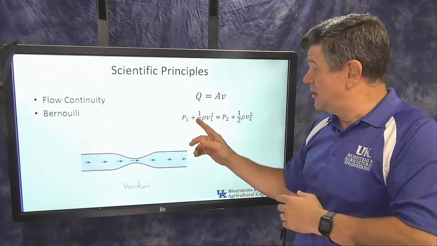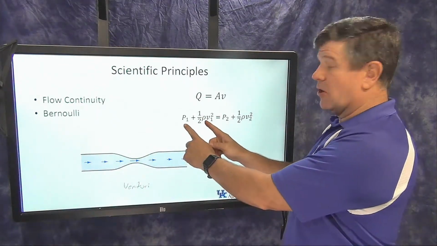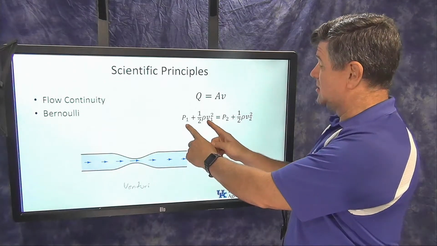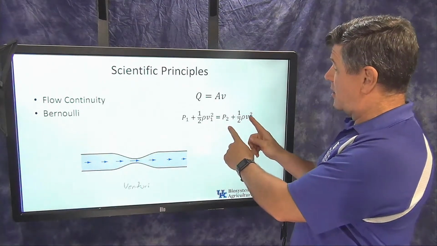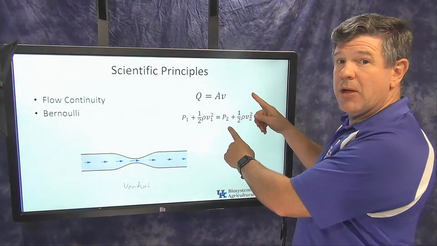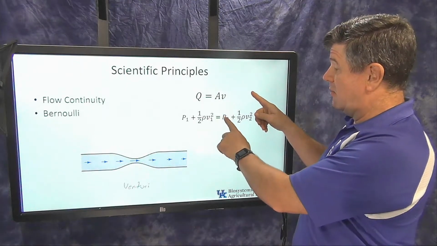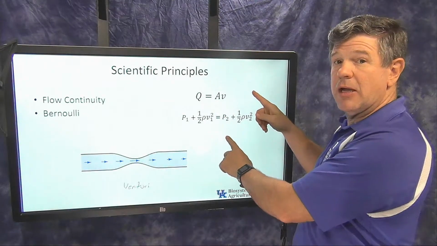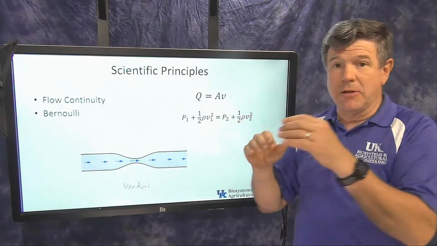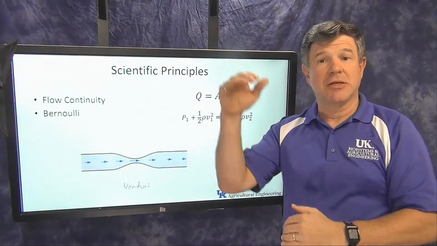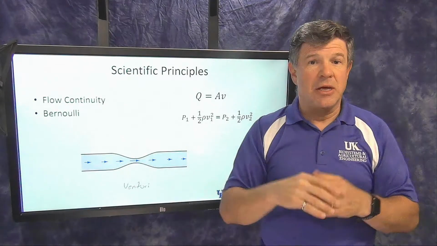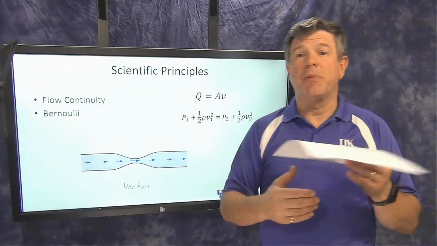So what Bernoulli said is, hey, if I've got certain conditions over here on the left side of this equation, and I go to the right side of the equation and my velocity goes up, the only way to keep that equation equivalent is that my pressure here has got to go down. So I have the same kind of relationship I have with the area and velocity and the pressure and velocity. It's the same principle that makes an airplane work.